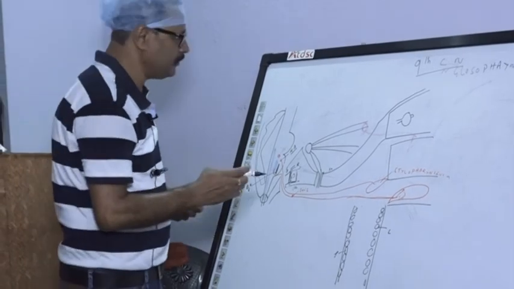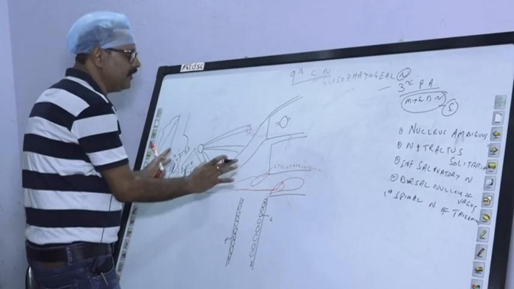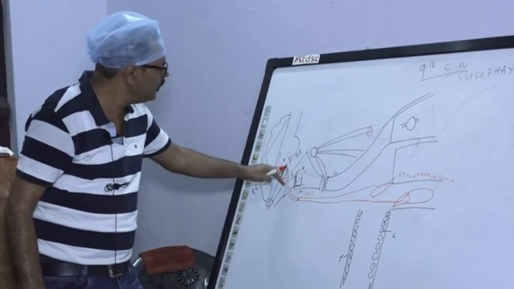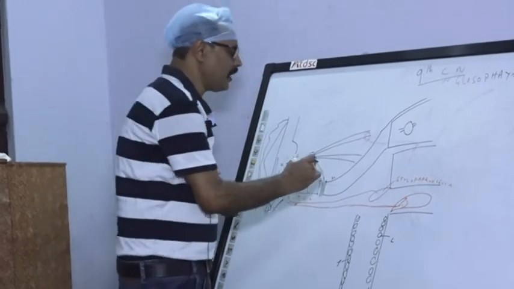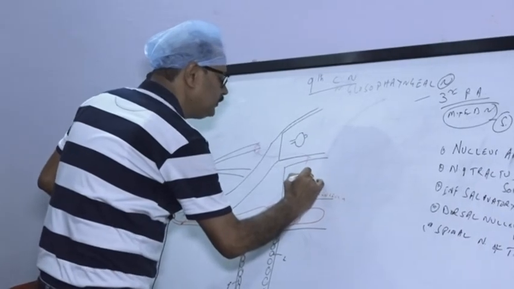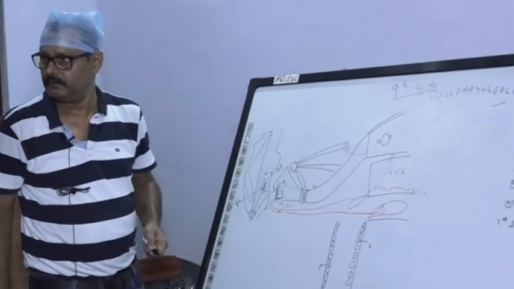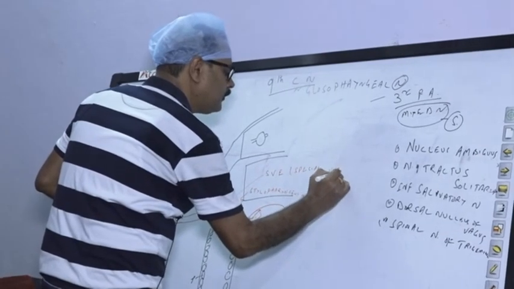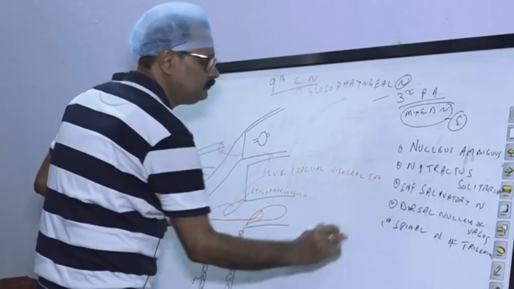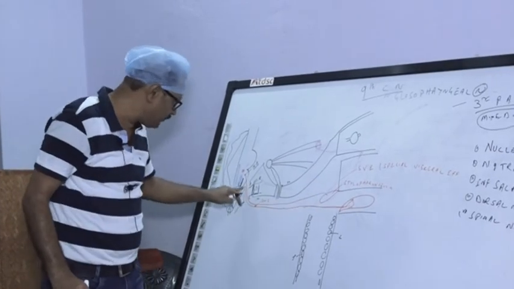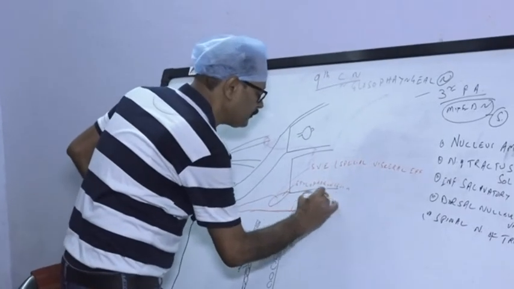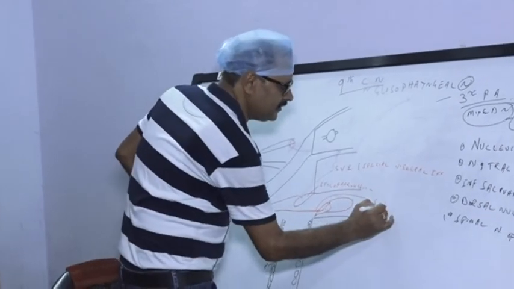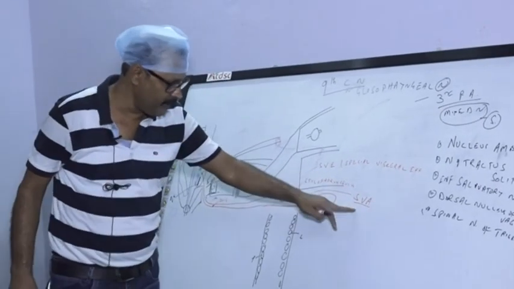But we made one mistake here. What mistake did we make? This fiber, they have been named something. The fiber which comes from the nucleus ambiguus and reaches up to the stylopharyngeus, this is known as special visceral efferent. The one which brings the fiber from the taste bud, posterior tongue, is known as the special visceral afferent. So we are done with SVA fiber and SVE fiber.